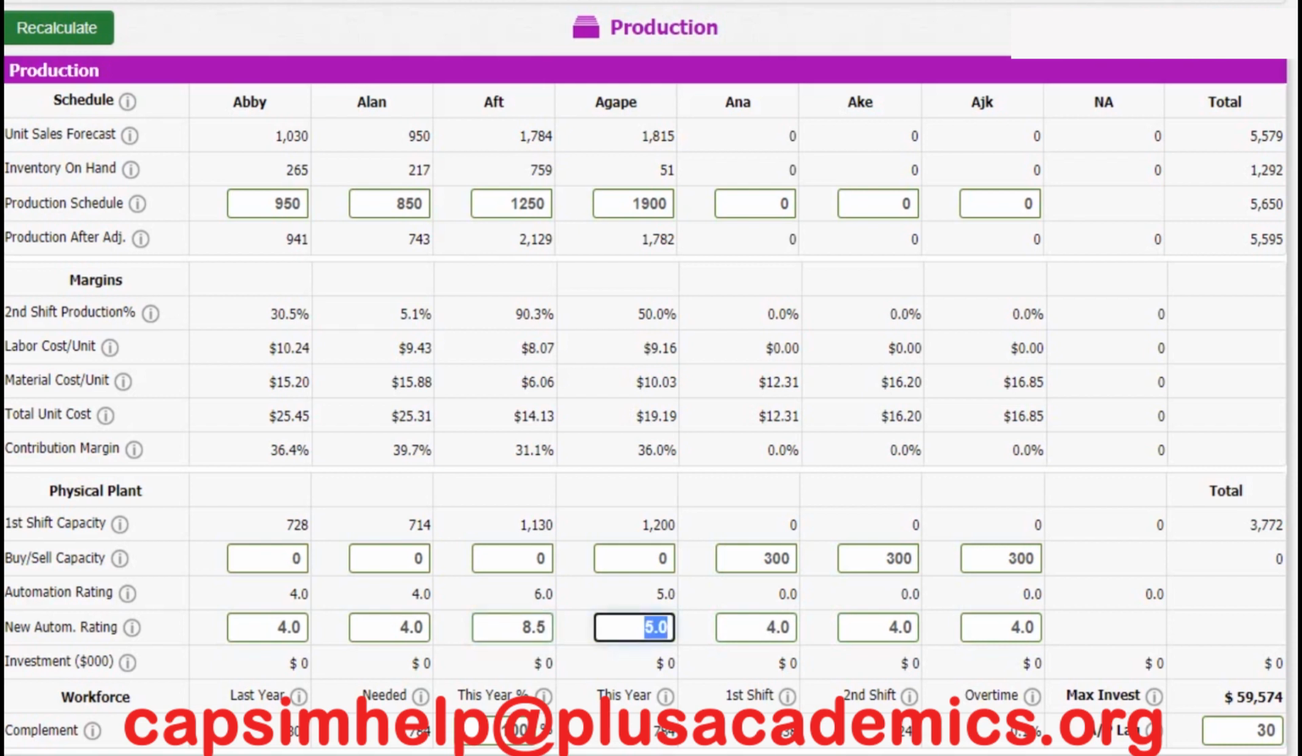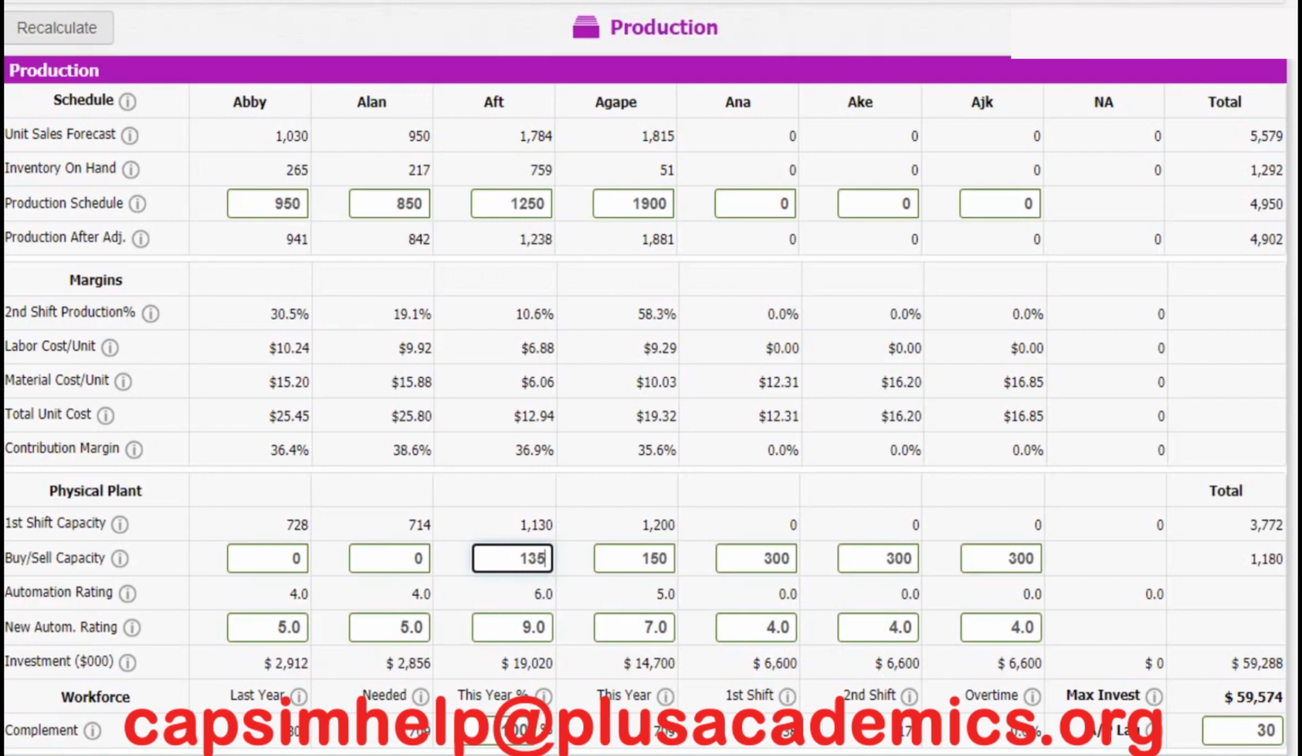For automation, we increased automation for AB and Alan to 5.0 from 4.0, and that of Aft we increased to 9.0 from 6.0, while that of Agape we increased to 7.0 from 5.0. The reason for increasing the automation for Aft and Agape faster is because these are products in thrift and core segments, which customers require prices to be low. So to cut down the expenses and maximize our profit, there's no other way rather than automating the production. I think that's all for production.